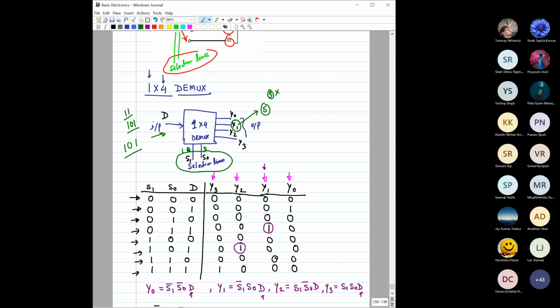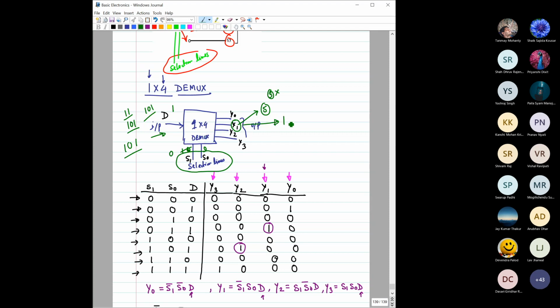But sir, when we select Y0, we will get 0 at Y1, right? So it will again give 5. Could you please repeat? When you select Y0, that means the selection line would be 00. Sir, I am saying like this. We are giving input 101. First, we will send 1 to Y1.